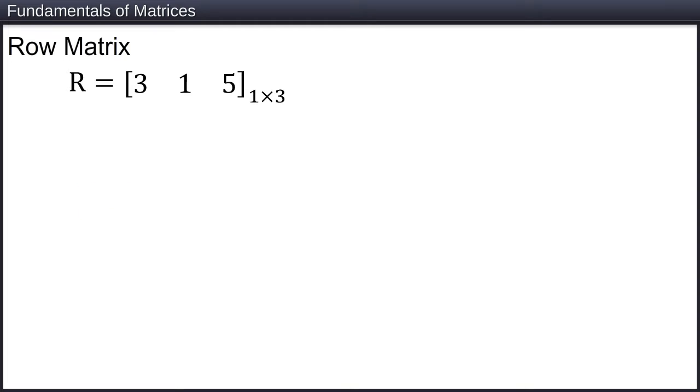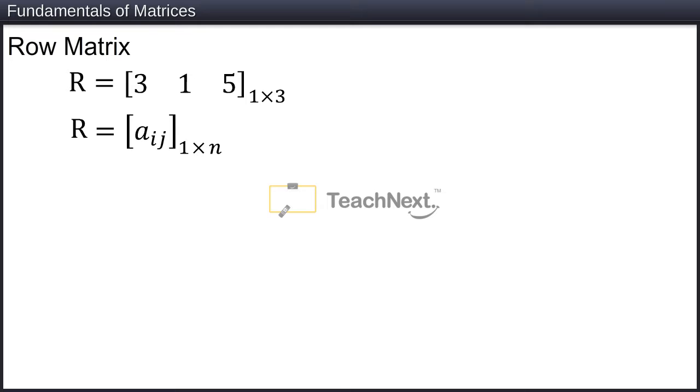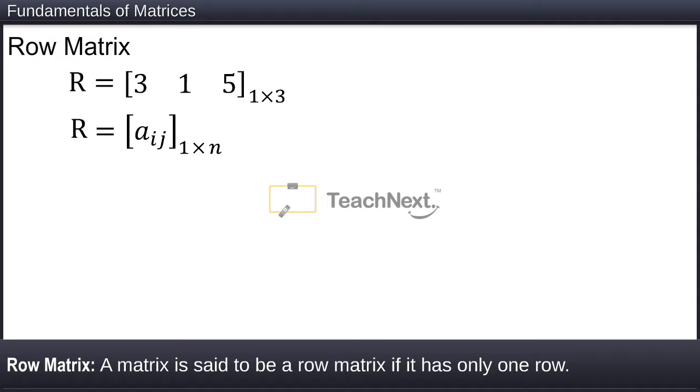Similarly, a row matrix will have only one row of elements. A row matrix is shown here. In a row matrix, each column will have only one element. The order of the matrix shown here is 1 by 3. The general representation of a row matrix having n columns is shown here. A matrix is said to be a row matrix if it has only one row.